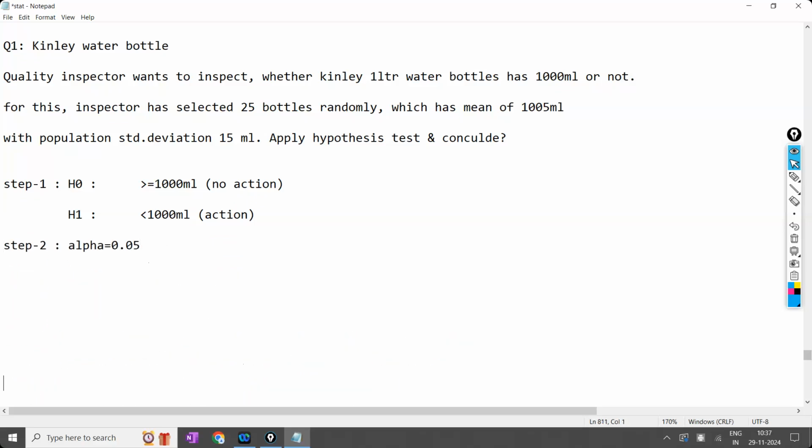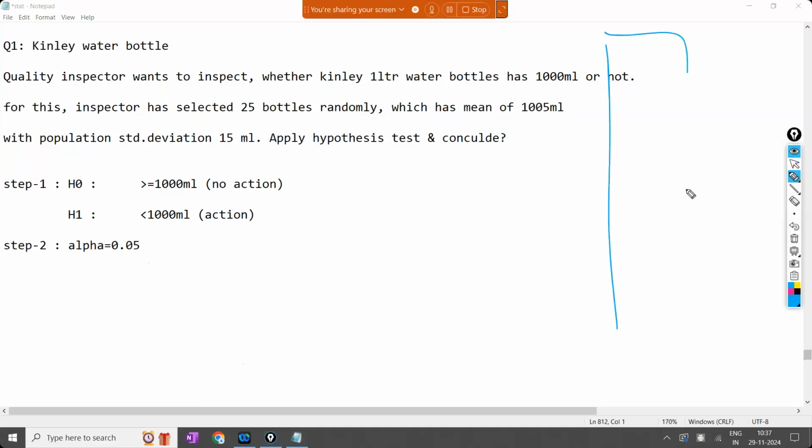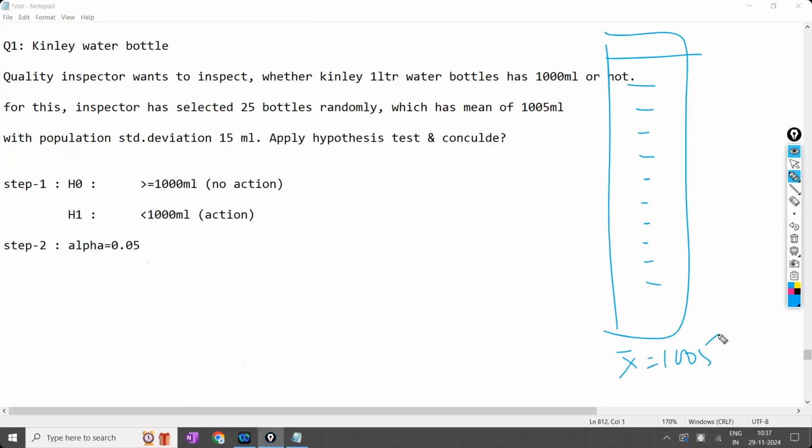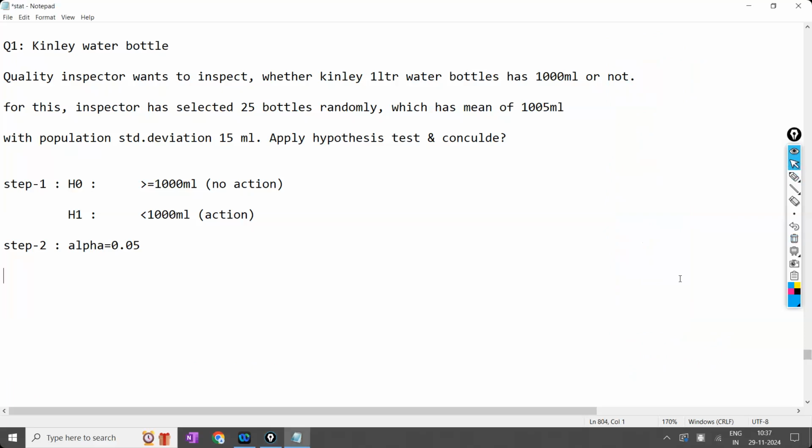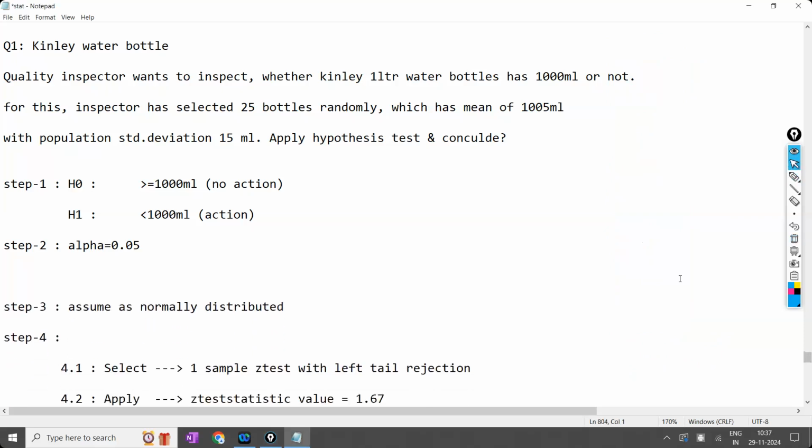Now what is the third step? Check whether the data is normally distributed or not. Here, where is the data? They have only taken 25 samples. They have only written the numbers, and they are only saying the average value is 1005, but they have not given the data to us. If the data was given to us, we'd apply the histogram or the skewness formula and calculate. But they have not given the data. When they have not given the data, by default we assume the data is normally distributed.